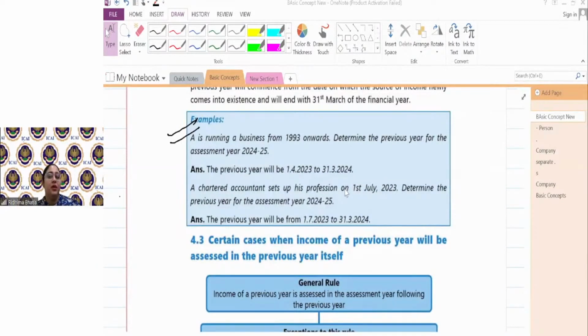SSC has no option, Priyanka, to change the previous year. A country that follows a financial year, whatever income is earned in that financial year is said to be the income earned in the previous year. If a business starts on 1st June and ends on 1st October, yes, those 4 months, 1st June to 1st October, would be the previous year, but the assessment year would be the same, that is 1st of April 2024 to 31st of March 2025.